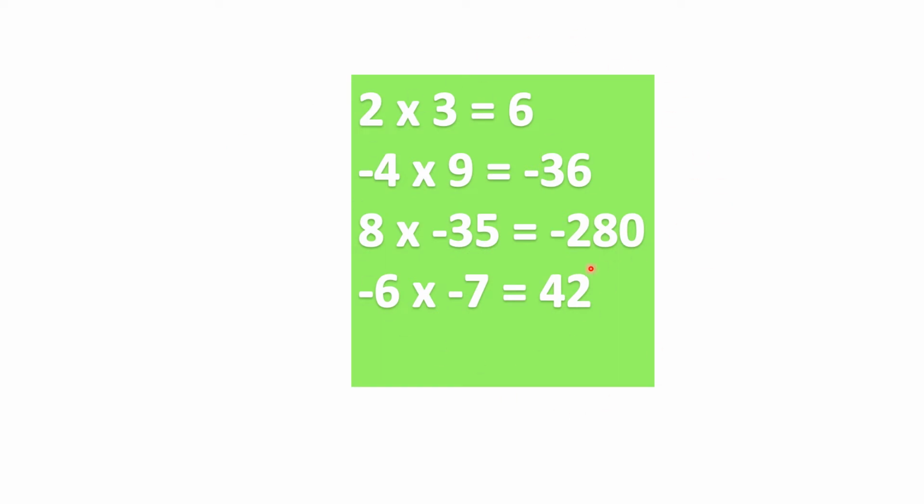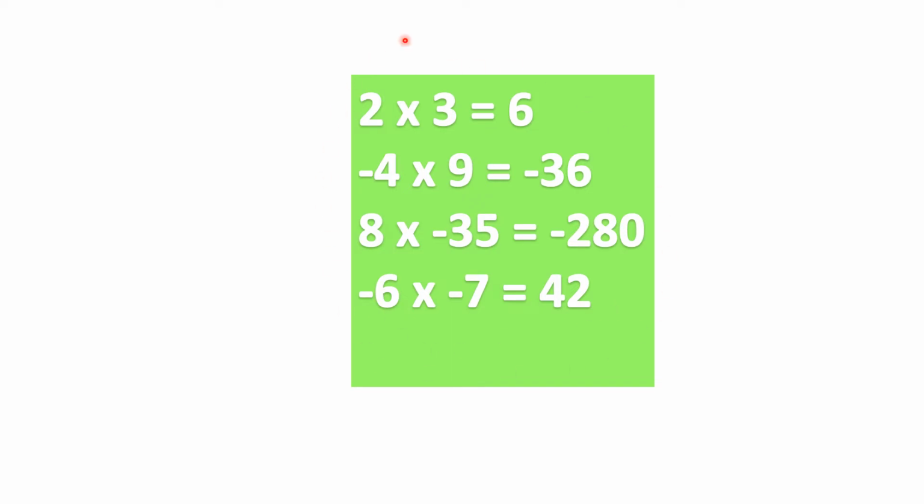Now look at these examples. There are two numbers in all the examples. Here there is 2 and 3, minus 4 and 9, 8 and minus 35, minus 6 and minus 7. So these are all two numbers multiplied, right? Let's look at the answers. This is both positive, so positive answer. One is negative, one is positive, so negative answer. One is positive, one is negative, so again negative answer. Both are negative, so positive answer, right?